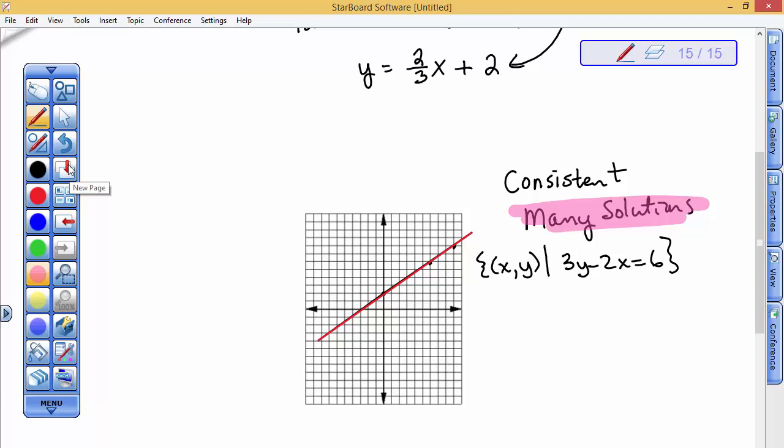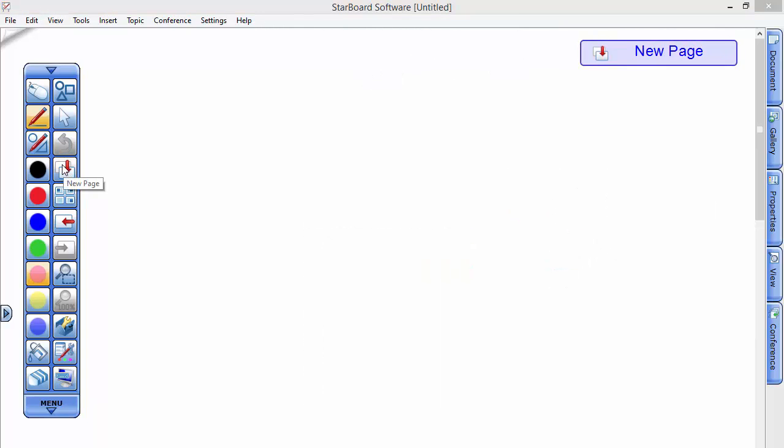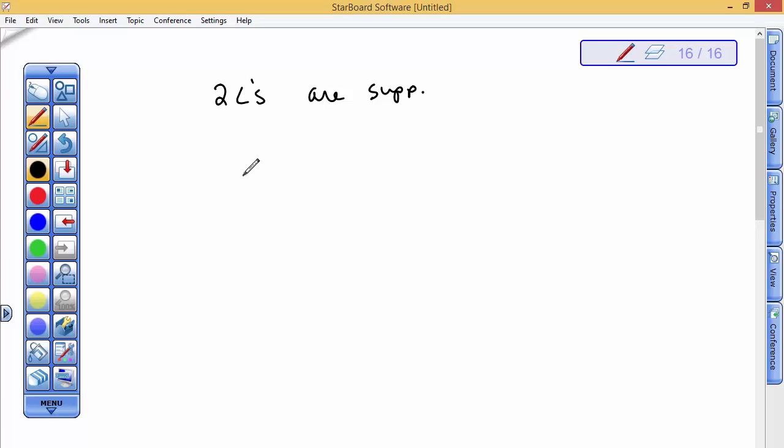The next story problem says two angles are supplementary. And then it says one of the angles is 3 degrees less than twice the other. So if the other angle is x, then one of the angles is twice the other, less 3 degrees. But it also says they're supplementary, which means they add to be 180 degrees.